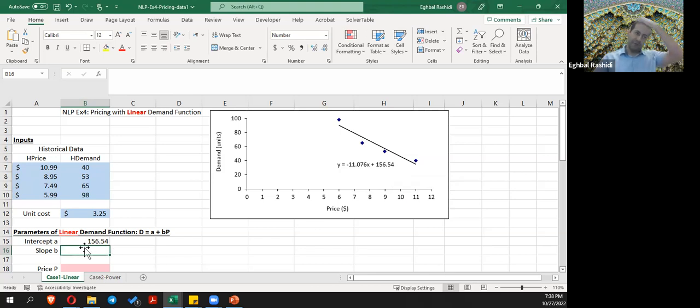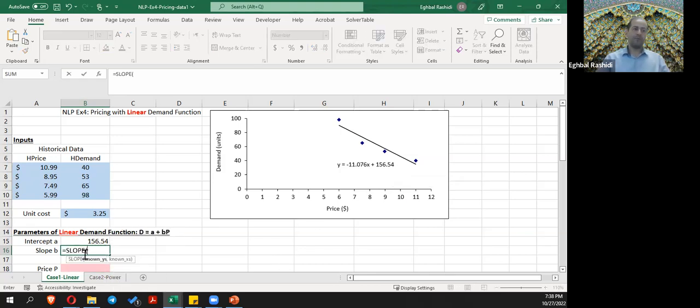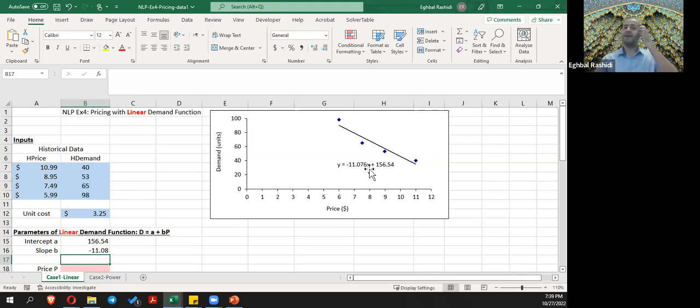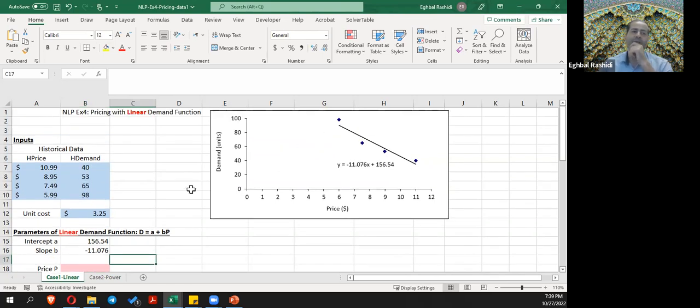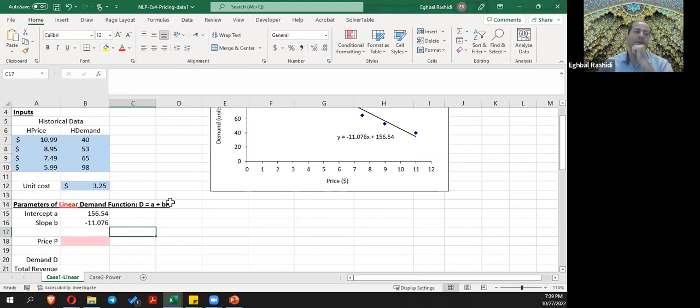Okay? And for the slope, it's just SLOPE. Again, it gets two inputs. The first is the Y data, which is the demand here, comma, the price. Second, it gives us negative 11.8, which is the same as this. If I give it another decimal point, it's going to give us all the digits that we have. So we have the intercept, and we actually have the function. This is the function for demand based on our assumption that it is linear.